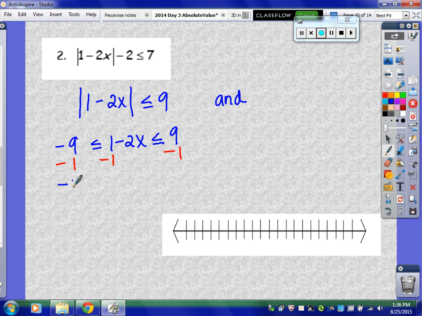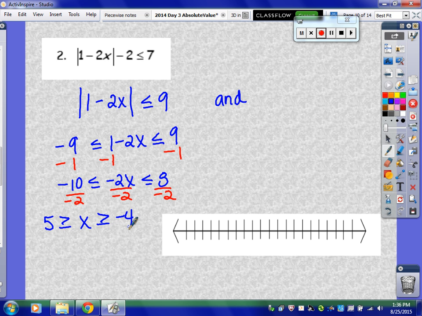Alright, so we're going to end up with negative 10 less than or equal to negative 2x, which is less than or equal to 8. Still got to get that x by itself. So now what do we need to do? We need to get rid of that negative 2. So here again, we're going to divide all 3 places by negative 2. We're dividing by a negative in an inequality, so hopefully some warning bells are going off. Anytime you divide by a negative in an inequality, remember those inequalities have to flip over. So this becomes 5 greater than or equal to x, which is greater than or equal to negative 4.